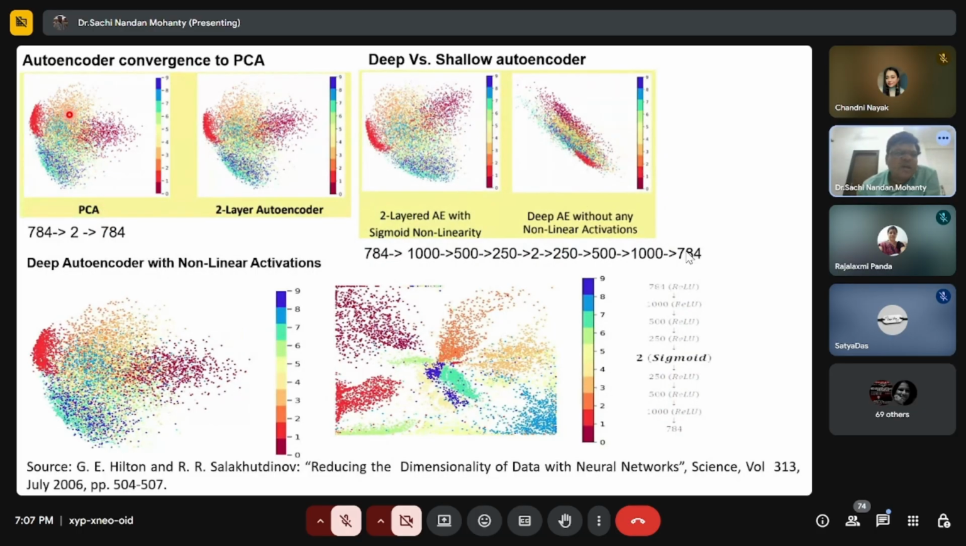But for PCA, these are the outputs. Can anybody identify the meaning of this output? With a 2-layer autoencoder, it looks like this, and with a 2-layer autoencoder with the sigmoid nonlinear function, this is the output. Now just compare these. So what are the different colors? Each color represents one digit. See, the maroon color represents 0. The orange color represents 1. Similarly, the blue color represents 9.